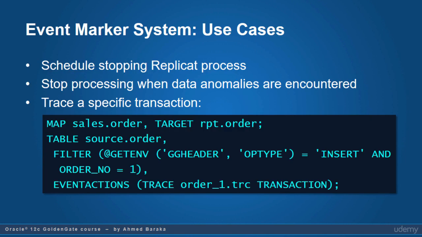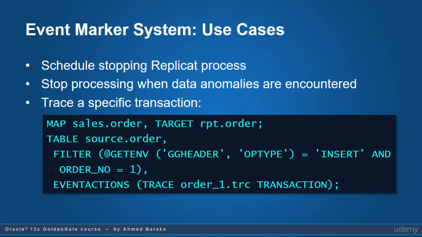I will list here some use cases of the event marker system. You may want to perform a regular job on the systems that require stopping the replicate process. Instead of stopping the process from the OS level, you can use the event marker to send the request from the database in a record, and the process will automatically stop when it receives that record. Another example is to monitor data anomalies and stop the process if one happens. For example, if the process finds that the withdrawal amount is more than the balance, it will automatically stop.